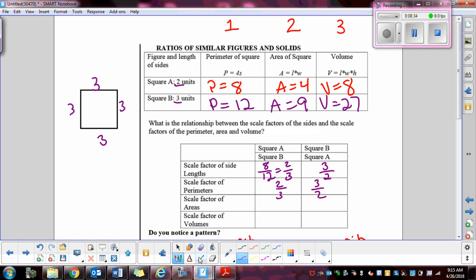The scale factor of the areas, what we're going to have to do is plug these in. This is going to be 4 over 9. We can't simplify that. But we can flip it, and this is going to be 9 over 4, right? Which is 2 squared to 3 squared. And then the volumes is going to be 8 over 27, or 27 over 8. And this is 2 cubed and 3 cubed.